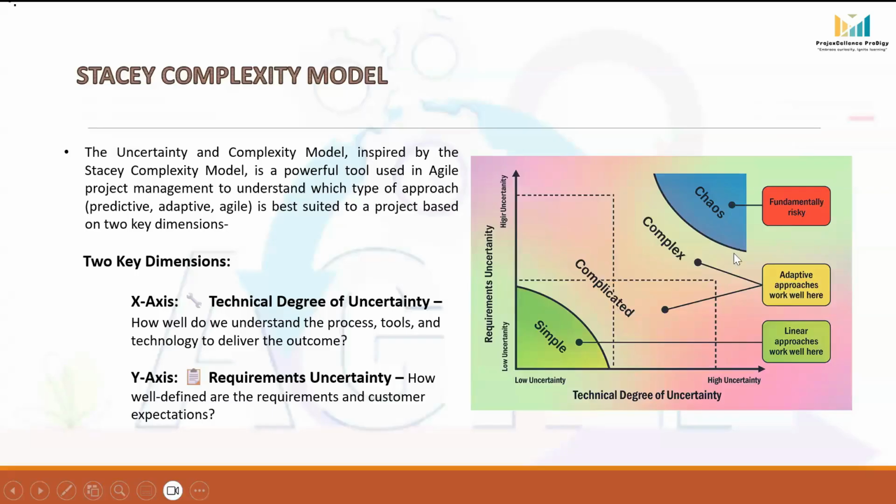Stacey Complexity Model helps us make smarter decisions about our delivery approach by looking at two key factors. On the x-axis, technical uncertainty means how well do we understand the processes, tools, and technology to deliver the outcome. And on the y-axis, requirements uncertainty, how well defined are the requirements and customer expectations.